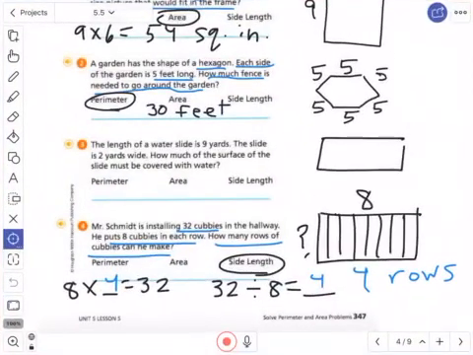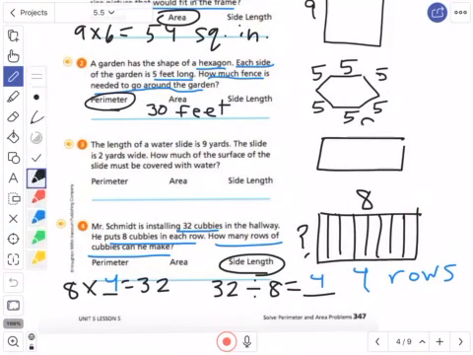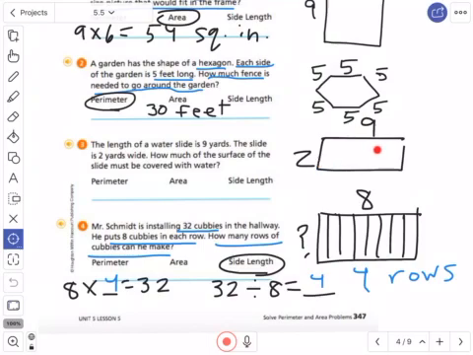We'll start by talking about number 3. So the length of the water slide is 9 yards. So its length is 9, and the width is 2. Okay. And right away when it starts talking about length and width, a lot of times that's going to be a clue that it's going to be an area.